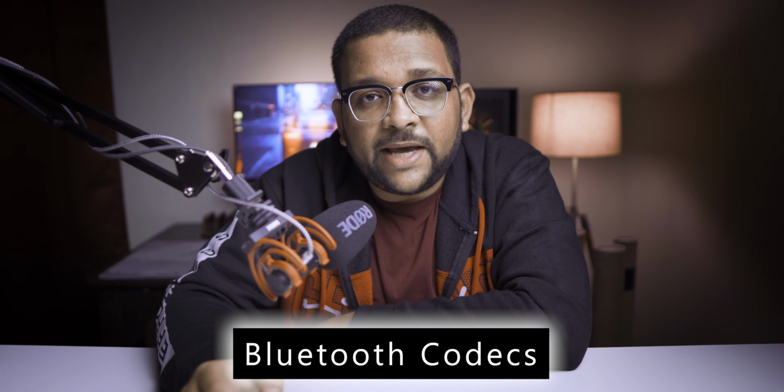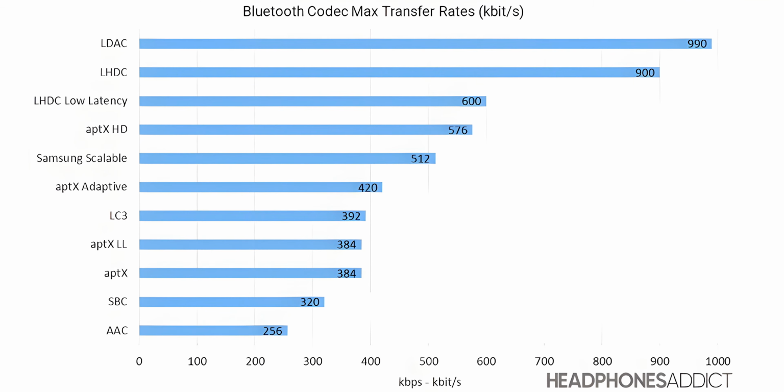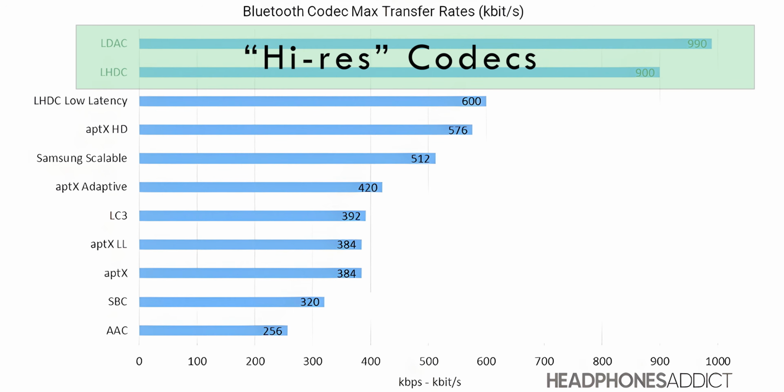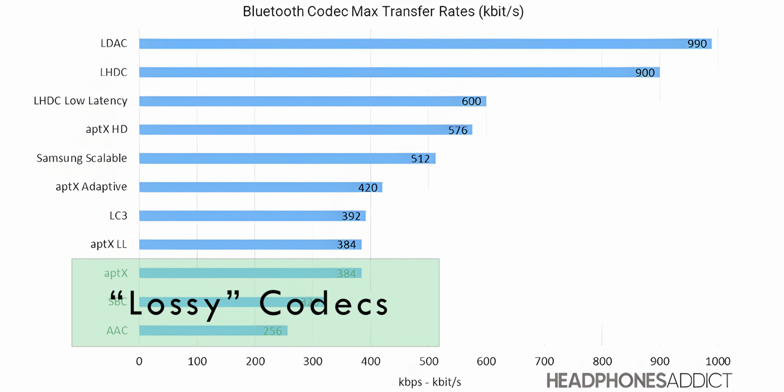Now think about them as the guys who are responsible for splitting up your music or your media files into tiny packets of data that can be transmitted over Bluetooth to your TWS or your headphones. The more information you can send per second, the better is your audio quality. And so you'll often hear people referring to codecs like LHDC and LDAC to be high-res codecs, while aptX, SBC and AAC are often termed as lossy codecs.